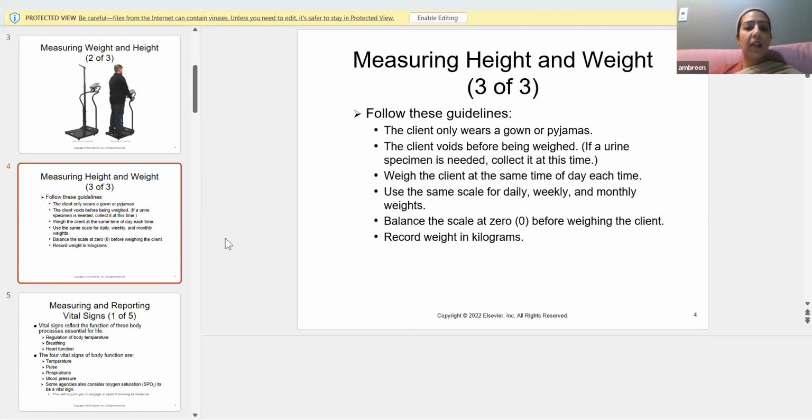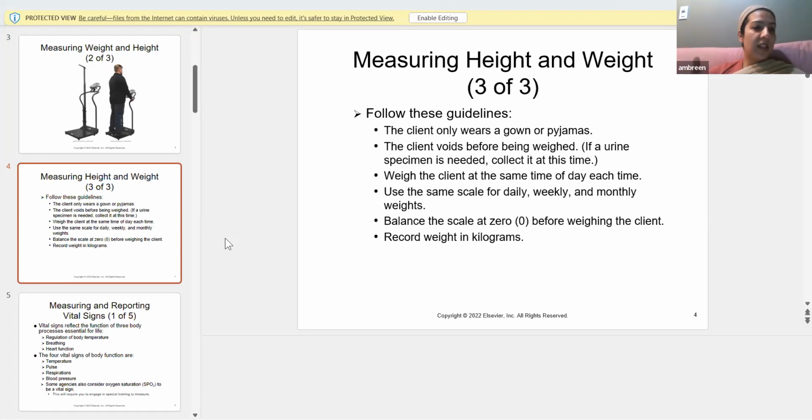So if it is weekly, every Wednesday. If it's monthly, it will be every first or last of the month. And if it's daily, every morning or every evening. Balance the scale to 0 before weighing the client, and then record the weight in kilograms.